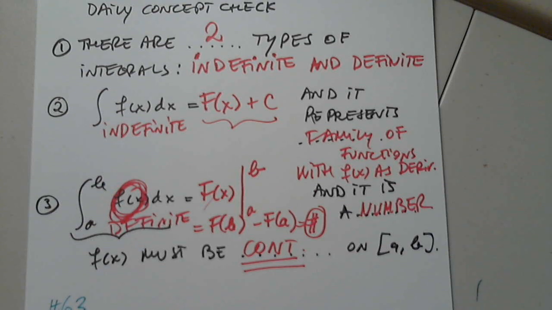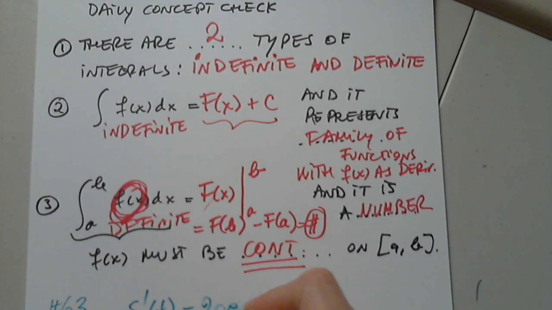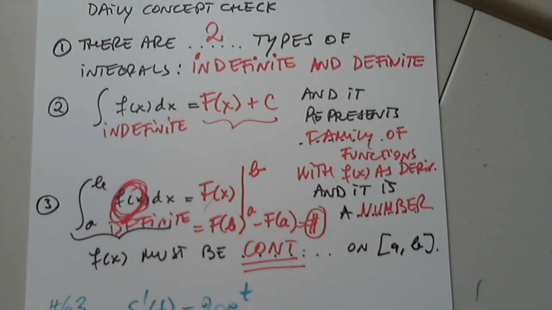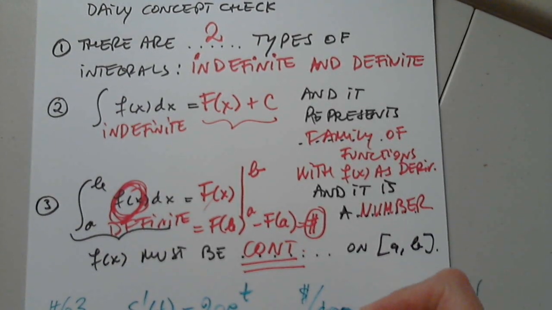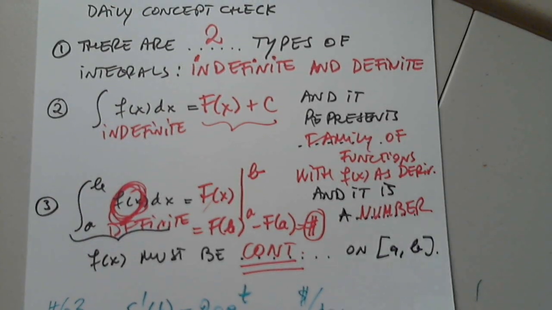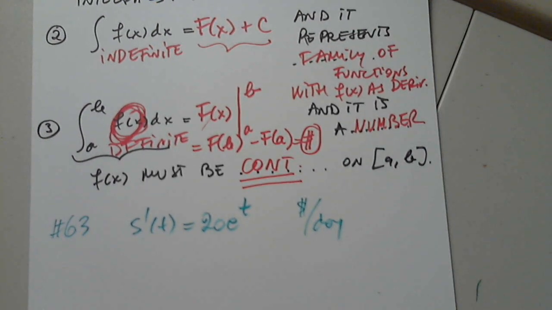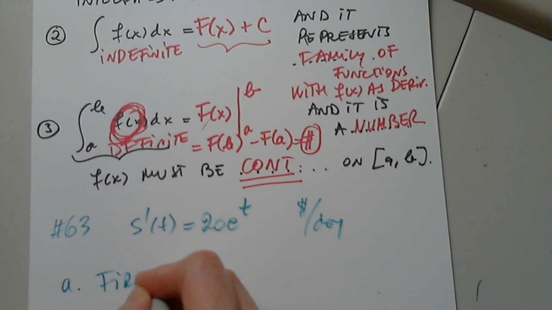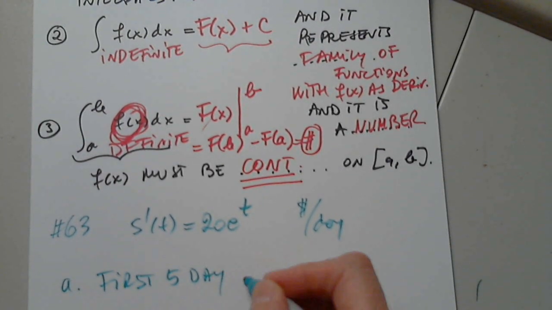Accumulated sales. Okay, we're given the function that is the marginal or the rate of change of sales. So they're giving us 20e to t. Nice function, easy to work with. S prime of t, of course, has to have two measurement units, dollars per day. So dollars per day, fine. Find the accumulated sales for the first 5 days. So for the first 5 days, part A, first 5 days.